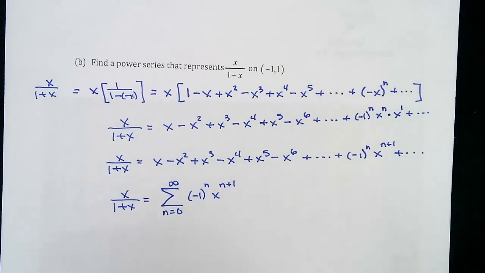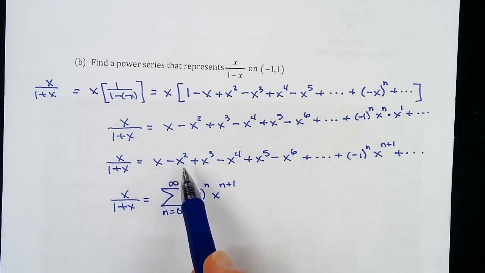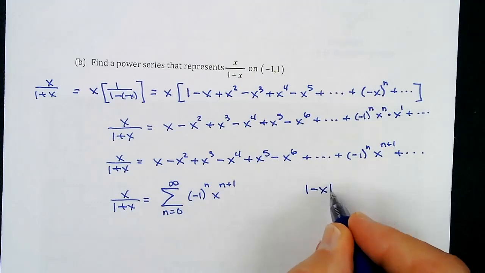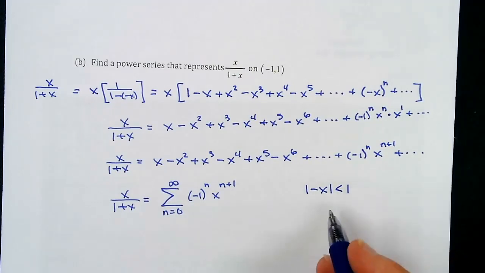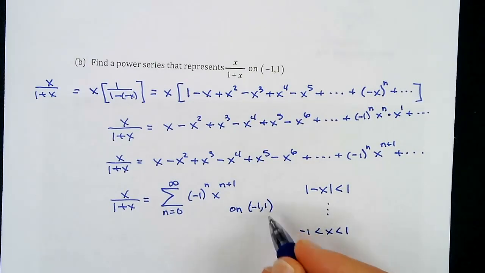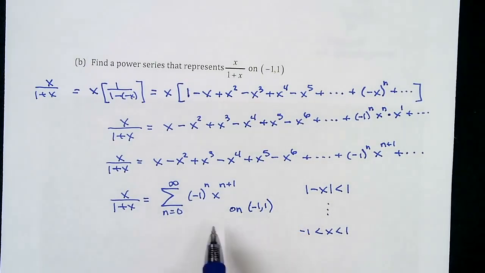Once again, what are we multiplying by each time to go from one term to the next? It's negative x. So once again, the absolute value of negative x has to be less than 1. We've done this several times now, so we know that this always comes out to be -1 is less than x is less than 1. So this is true on the interval -1 to 1. So this is going to work between -1 and 1.